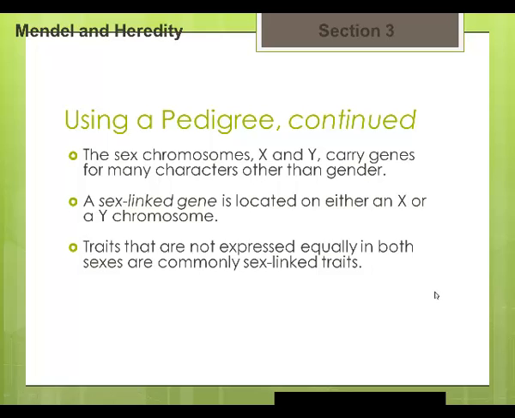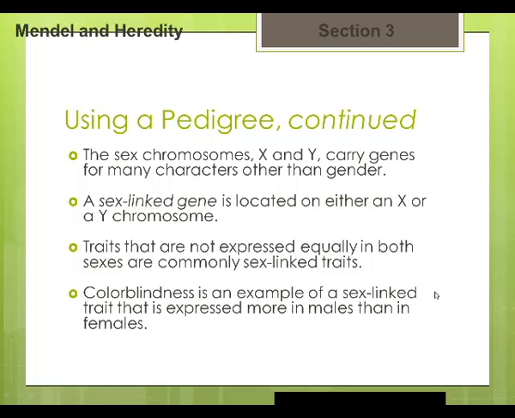The sex chromosomes X and Y carry genes for many characters other than gender. A sex-linked gene is located on either an X or Y chromosome. Traits that are not expressed equally in both sexes are commonly referred to as sex-linked. Color blindness would be an example of a sex-linked trait.